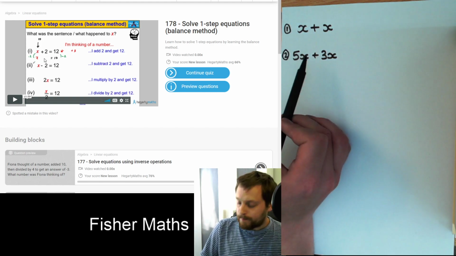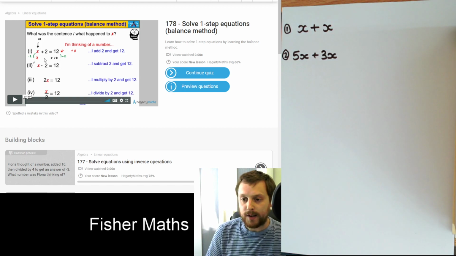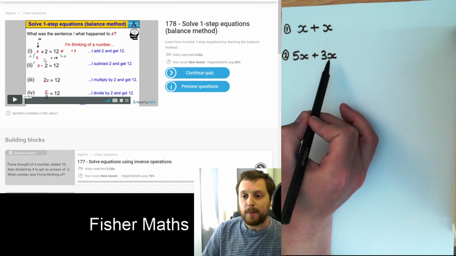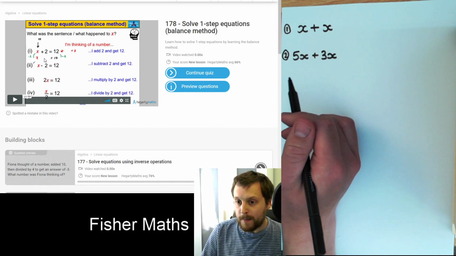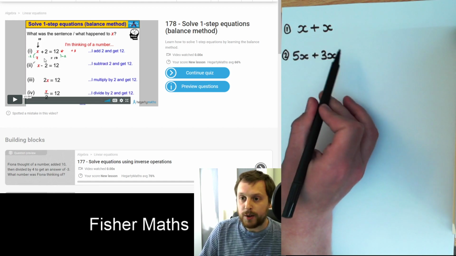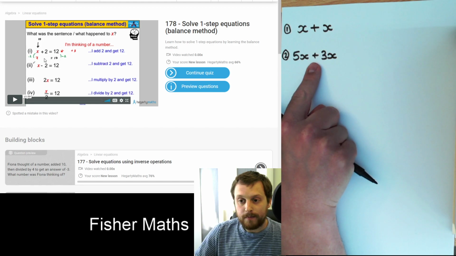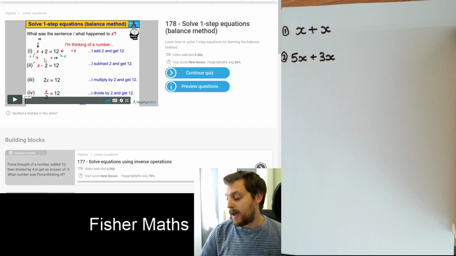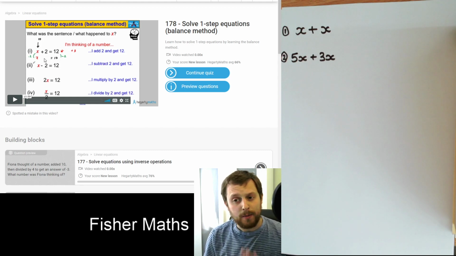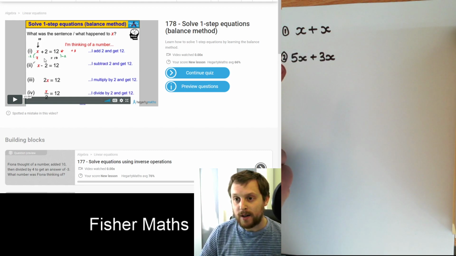In the second one, 5x means 5 times whatever x is. And 3x means 3 times whatever x is. Because of BIDMAS, you would do the multiplications first, get those answers, and then add them up. So we do have to be aware of BIDMAS, and if that's something that you would appreciate a separate video on, I am happy to do that. Just send me an email. But for now though, let's just remind ourselves how to deal with these.